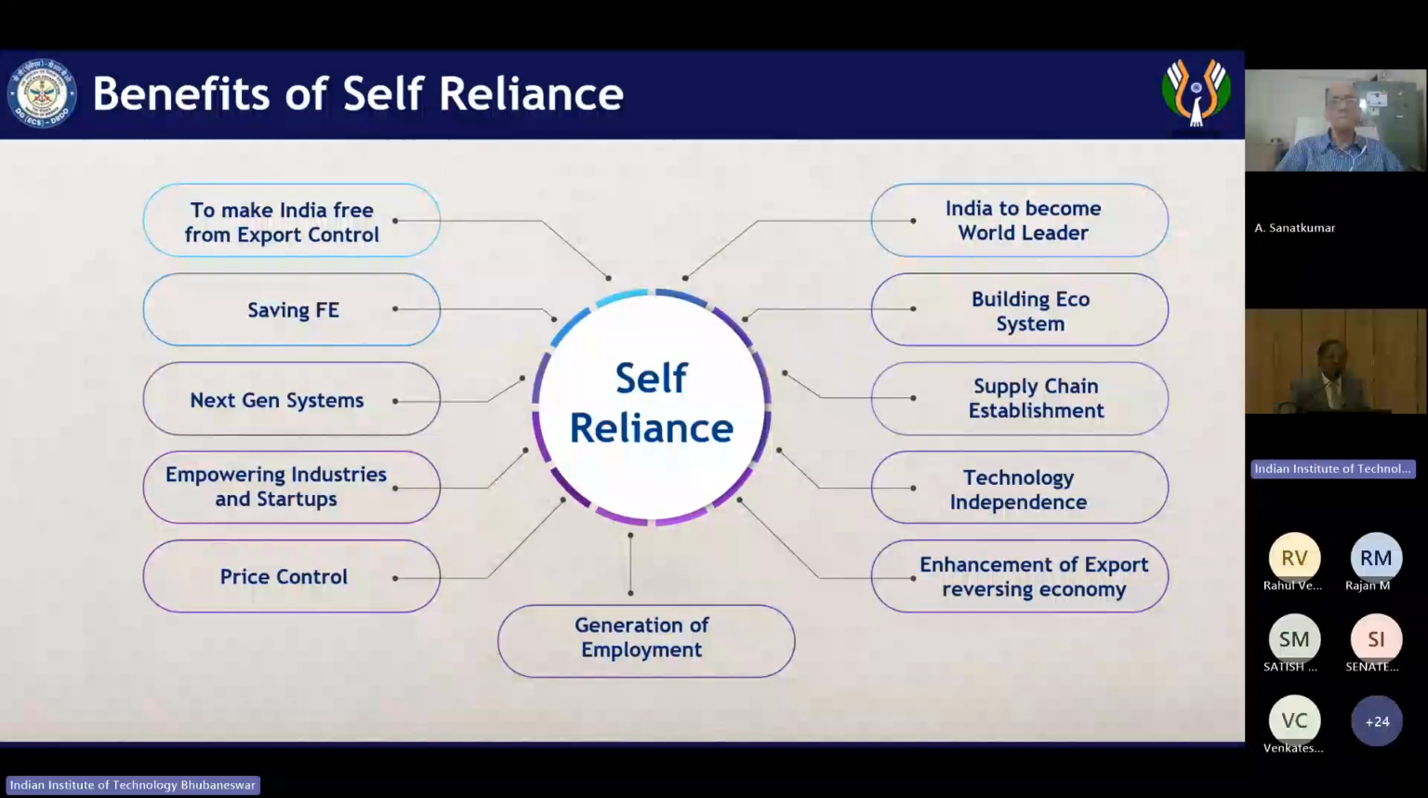You have seen 75% of the defense consumption is from Indian industries. Imagine how much economic growth India has today. You can have price control. This is very, very important. I gave a very interesting example the other day.